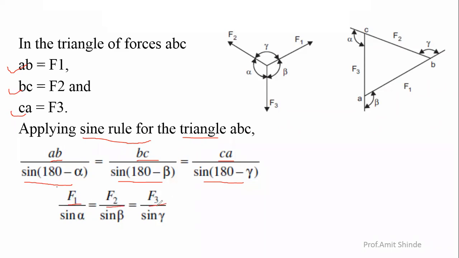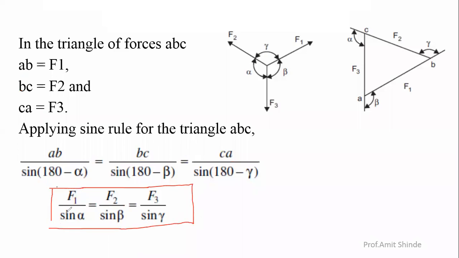As we have seen, sides AB, BC and CA are the forces F1, F2 and F3 respectively. And according to mathematics, sine of 180 minus alpha is sine alpha, sine of 180 minus beta is sine beta, and sine of 180 minus gamma is sine gamma. According to this calculation, F1 is proportional to sine of alpha, F2 is proportional to sine of beta, and F3 is proportional to sine of gamma.